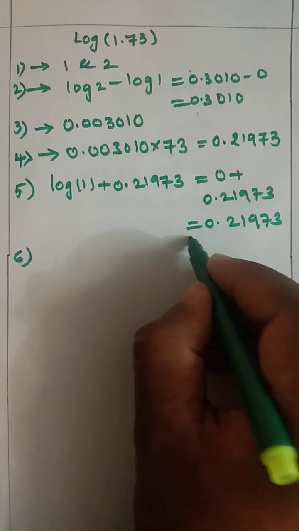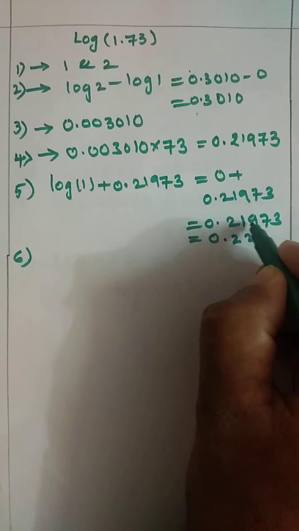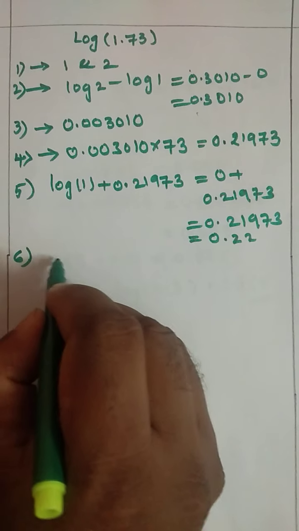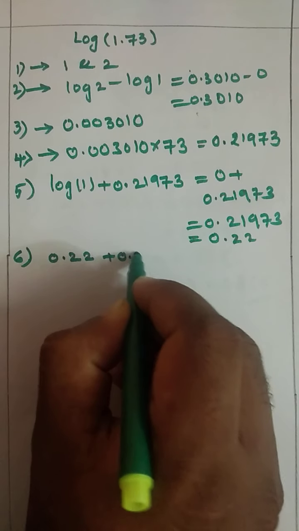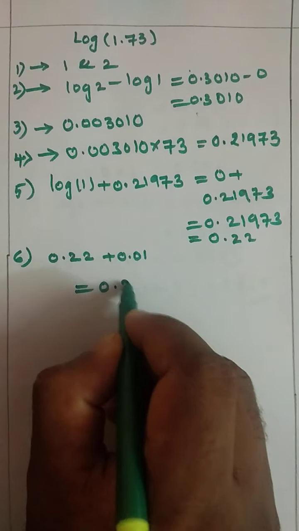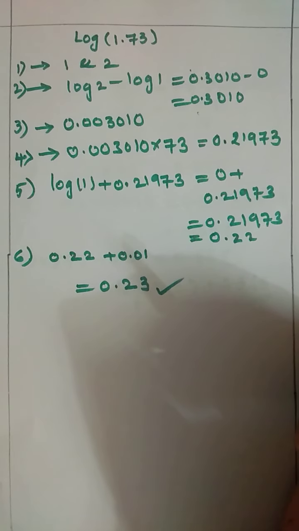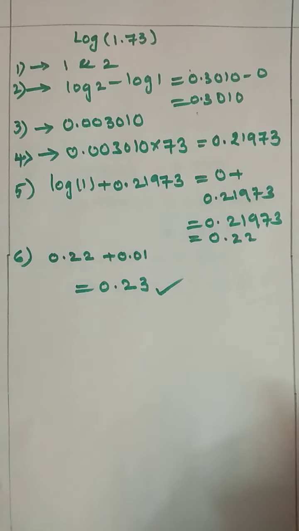If I take this one, as it is 0.219, you can write it as 0.22. After 9 you have 7, so 19 can be written as 20. So here in the sixth step, the error should be 0.01, so that should be added to get the final answer, 0.23. So it is the accurate 100% result we got. We can refer to the table also, and you will get 0.23 as the answer. So this is the method to find the logarithm value of a number.